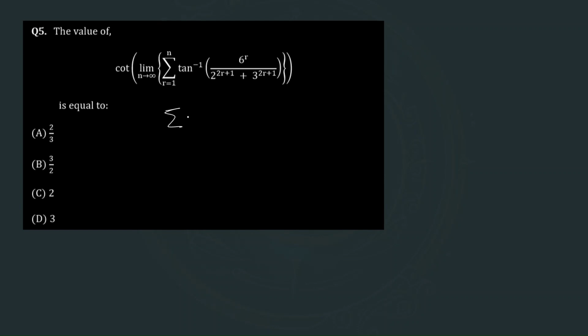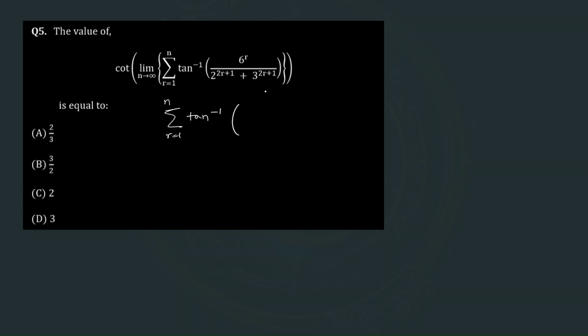We can write this series as summation r equal to 1 to n tan inverse. Now this we know, whenever we are solving a telescopic series of a tan inverse function, we have to create a single 1 in the denominator anywhere. So let us divide both numerator and denominator by this 3 to the power 2r plus 1.